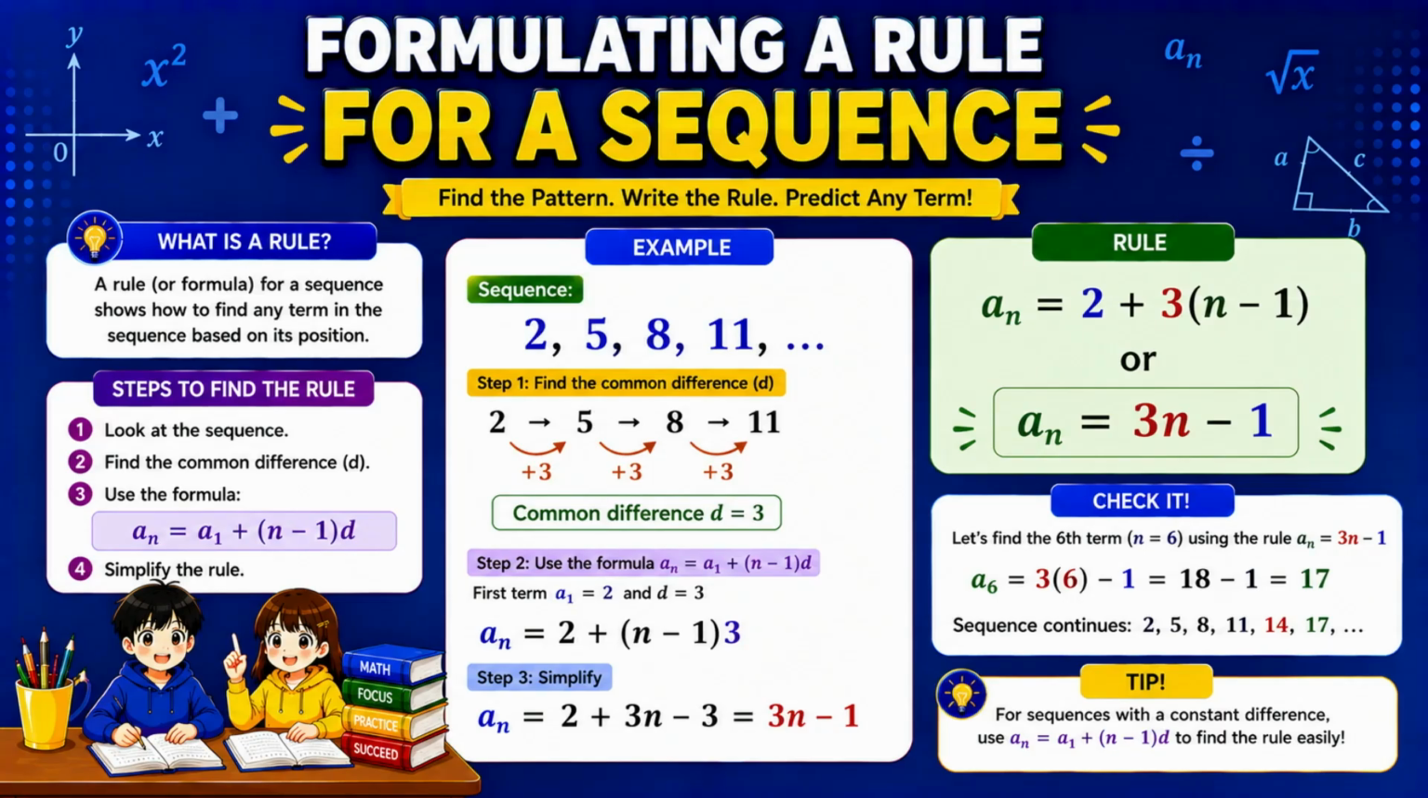This sequence increases by 3 each time. We can create a rule using the first term and the common difference. The resulting rule is a sub n equals 3n minus 1. We can use this rule to find any term in the sequence.